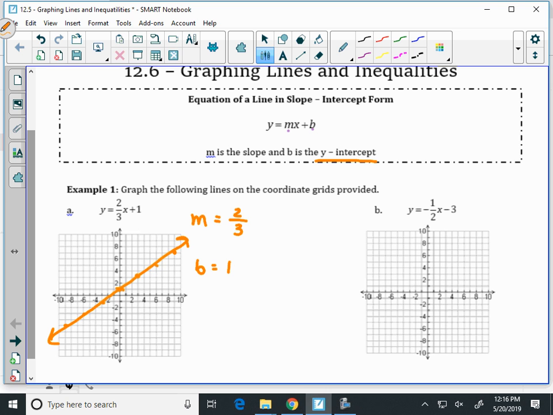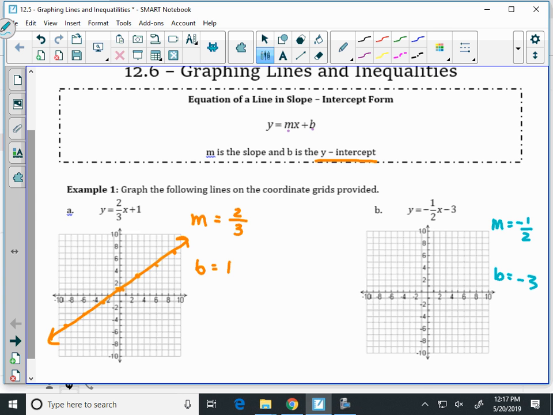So we take a look at B. When we graph this line, what is my M? And what is our B? What's our slope? What's the number in front of the x? -1/2. That's our m. That's our slope. What's our b? What's our y-intercept? -3. Good. Okay. So again, I like to think B stands for beginning.